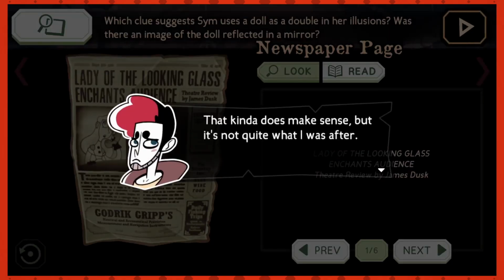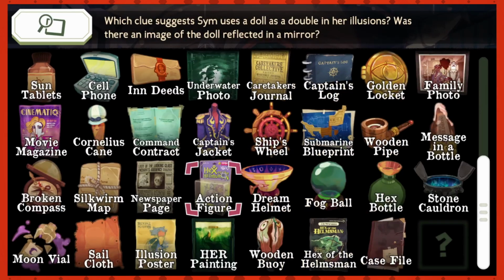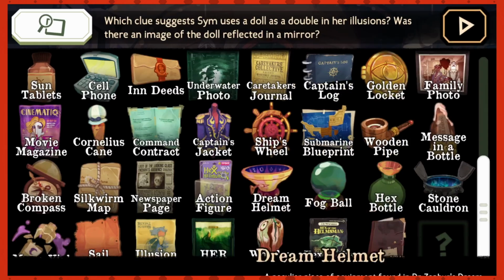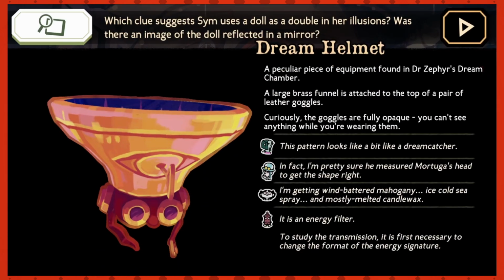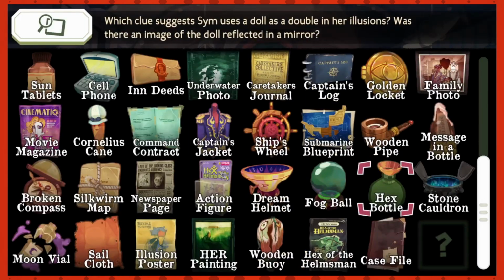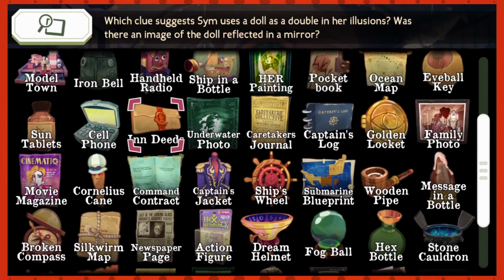That kind of does make sense, but it's not. Yeah, exactly. I mean, we just did this. It's not the fog ball, is it? Right. No. Stone cauldron, moonvile, sailcloth. What? What mirror? What are you talking about?